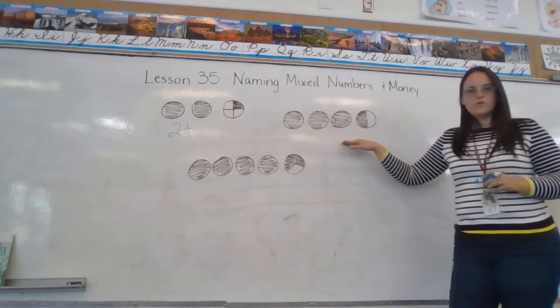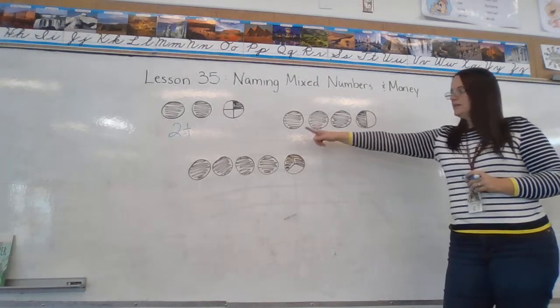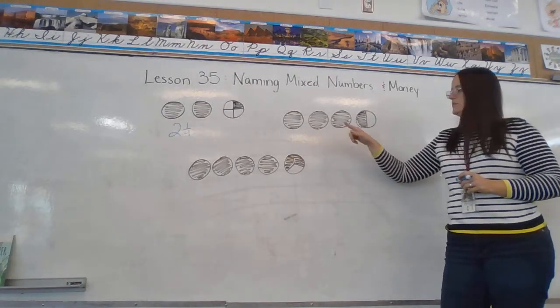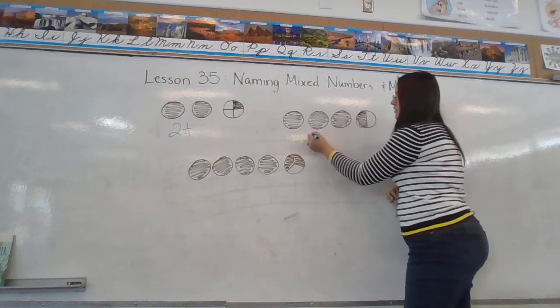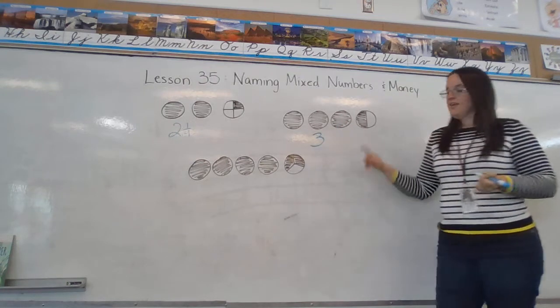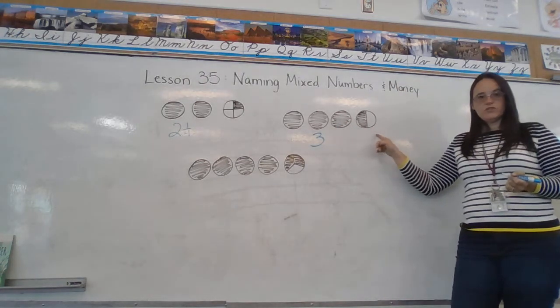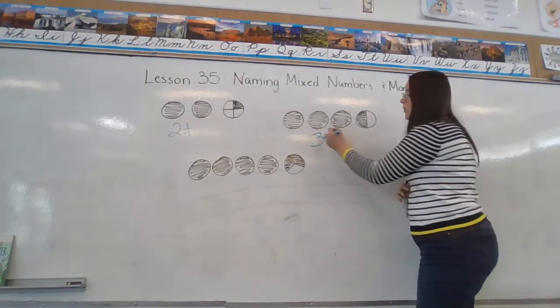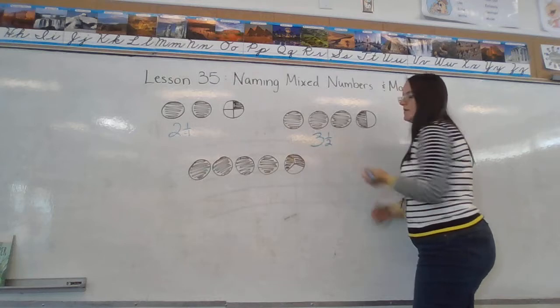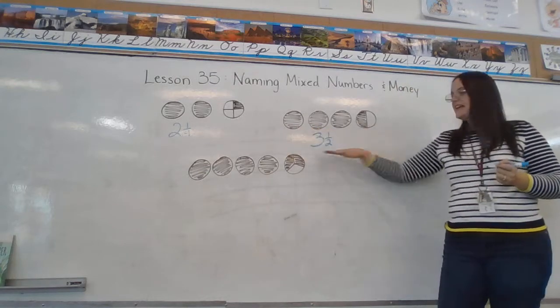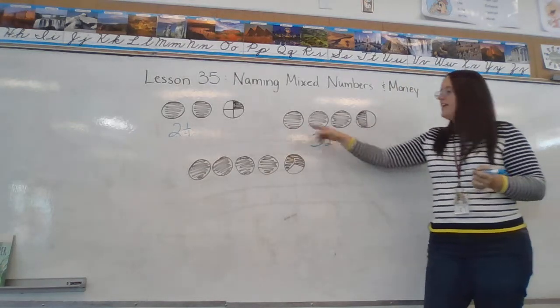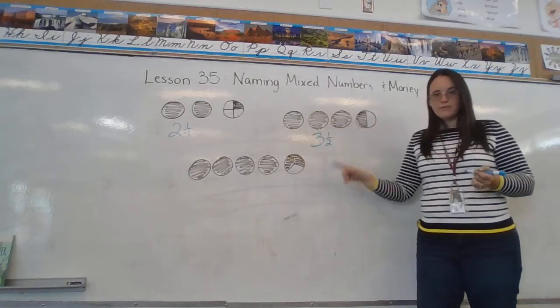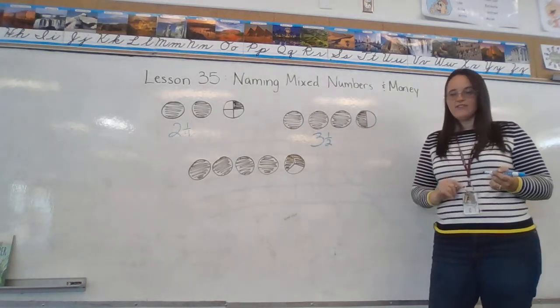The next picture here. How many whole circles do we have? 1, 2, 3. So we write the whole number 3. Then what fraction of a circle do we have here? You should have said 1/2. We write 1/2, and so then we read this as 3 and 1/2. And here is a picture that represents 3 and 1/2.